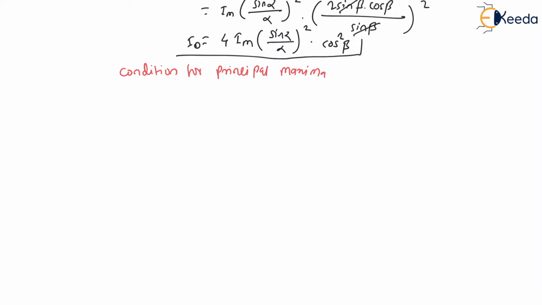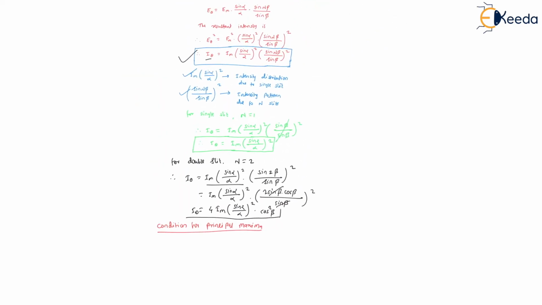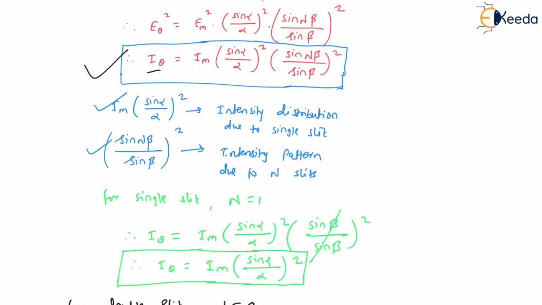Now see, as we all know, for principal maxima the intensity should be maximum. As we have the resultant intensity equation here, one can easily say from this equation, I theta equals Im into this term. If you want this intensity to be a maximum value, ultimately this sin β, this denominator, has to be equal to 0. That will be the maximum value for this intensity.